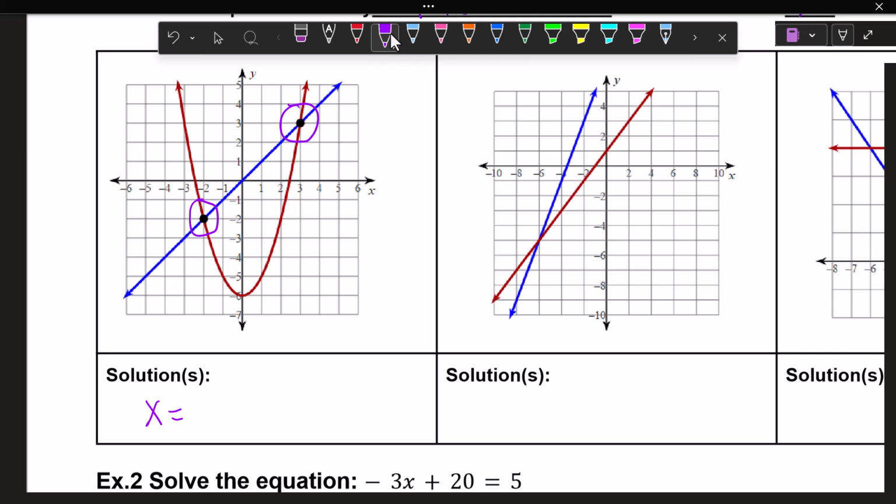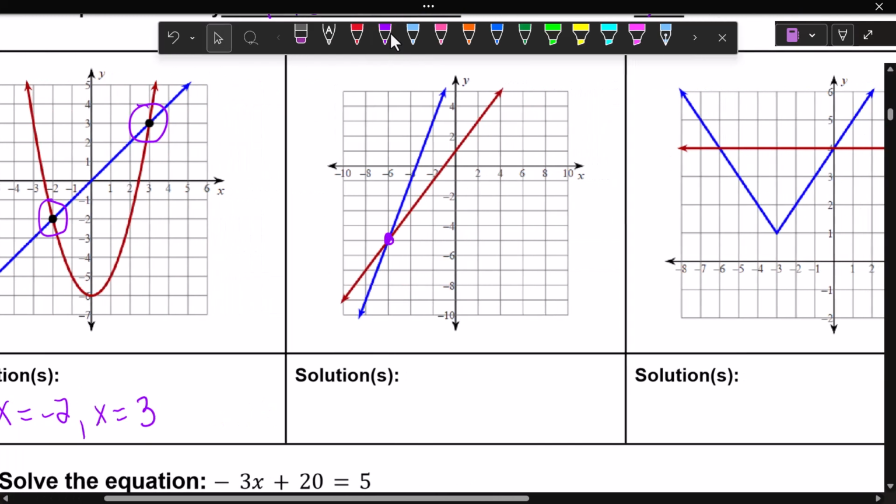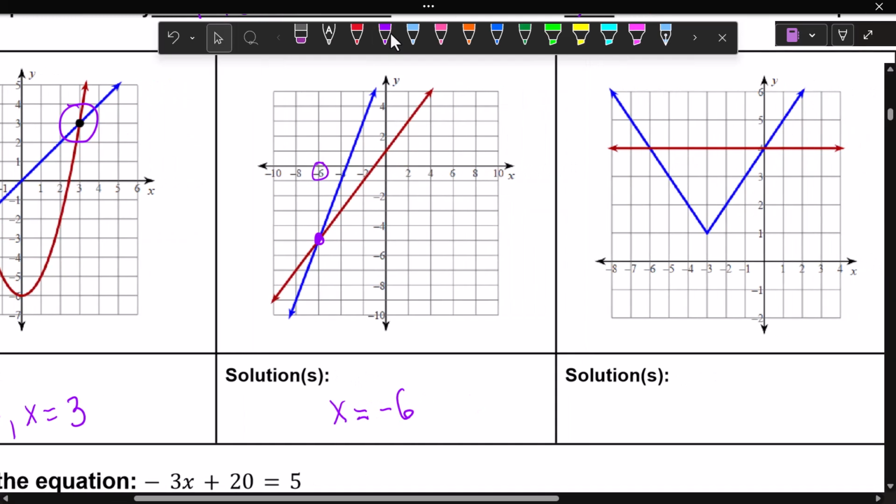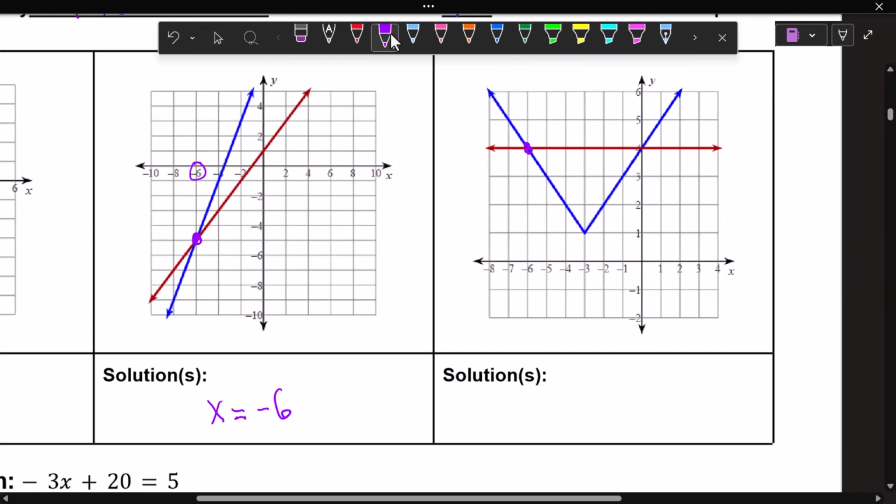So x equals -2 for that first one, and x equals 3 for the second one, just where they intersect. So we had two solutions there. This next one, we only have one, right there where they intersect. So x equals -6. We don't care about the -5. We care about the -6. And solutions here, well, we got two again at x equals -6 and x equals 0. So it's just the x value where they intersect, nothing super crazy.